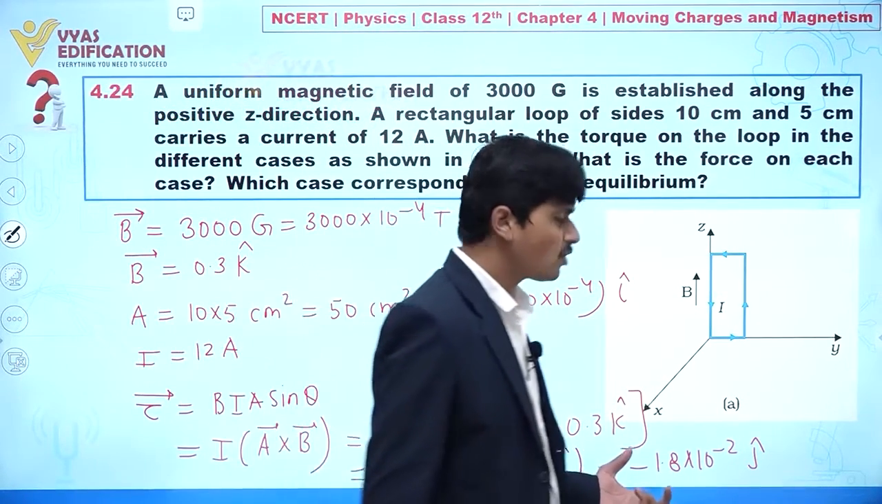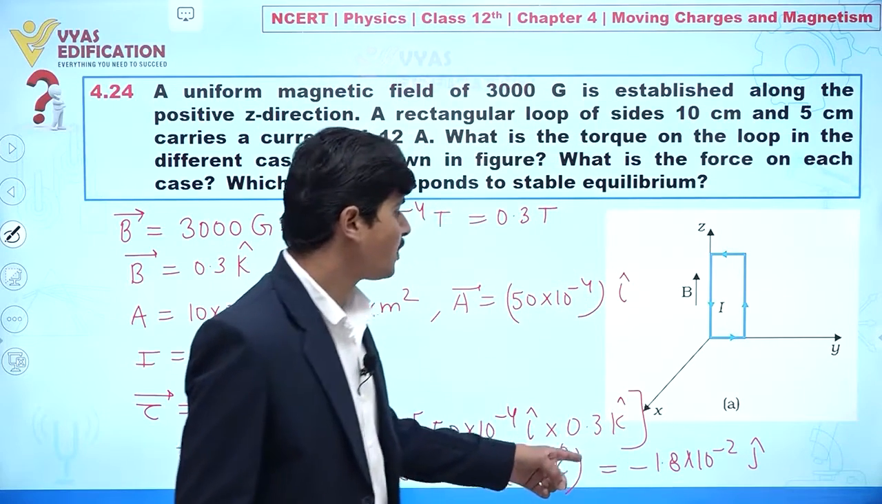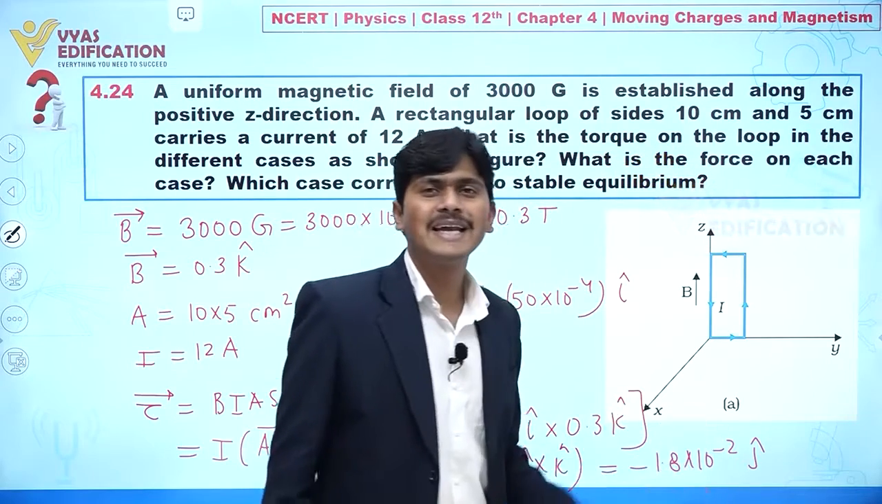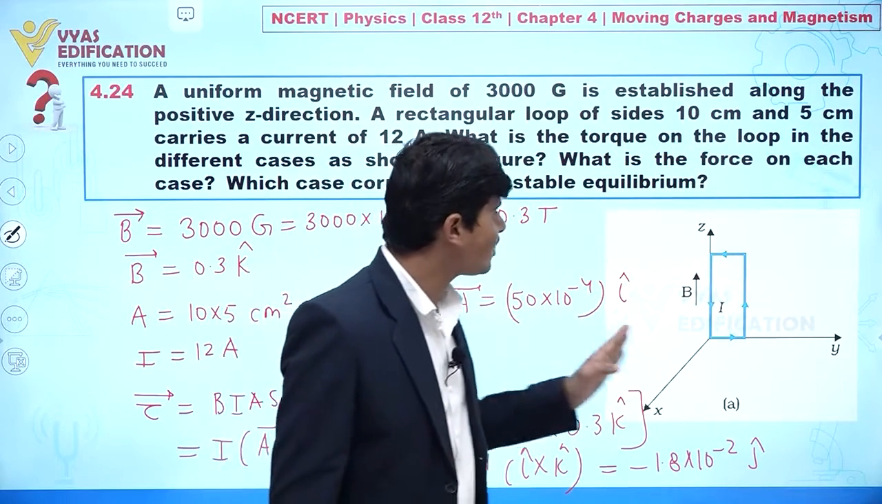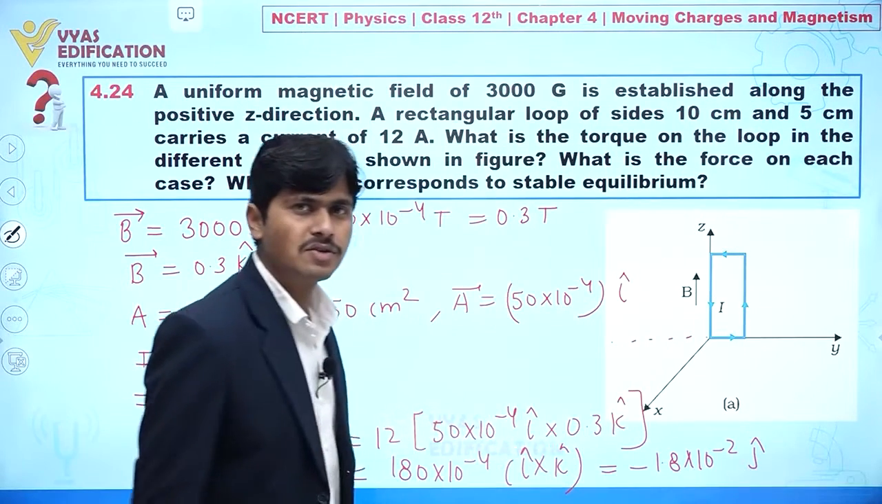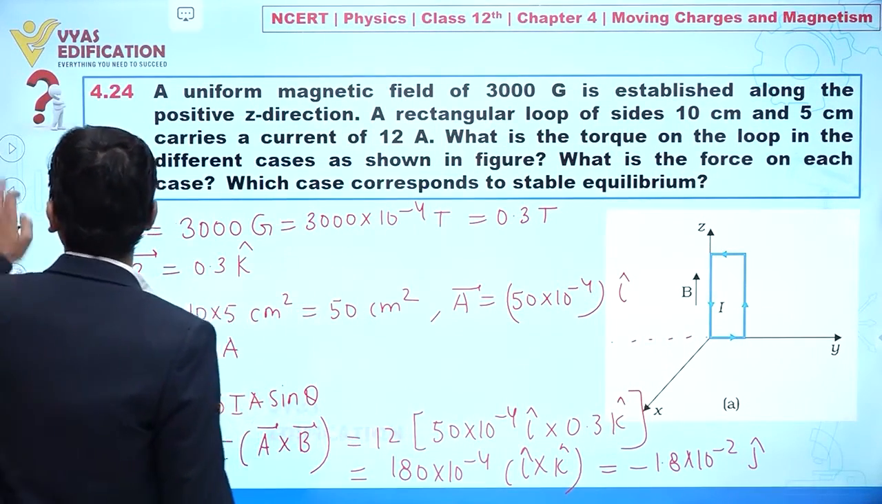You can see the value of torque is 1.8 into 10 to the power minus 2 Newton meter, that is the magnitude. And what about direction? Direction is along the negative y direction. It means in this direction. Clear to you? Yes or no? So this is all about part A.